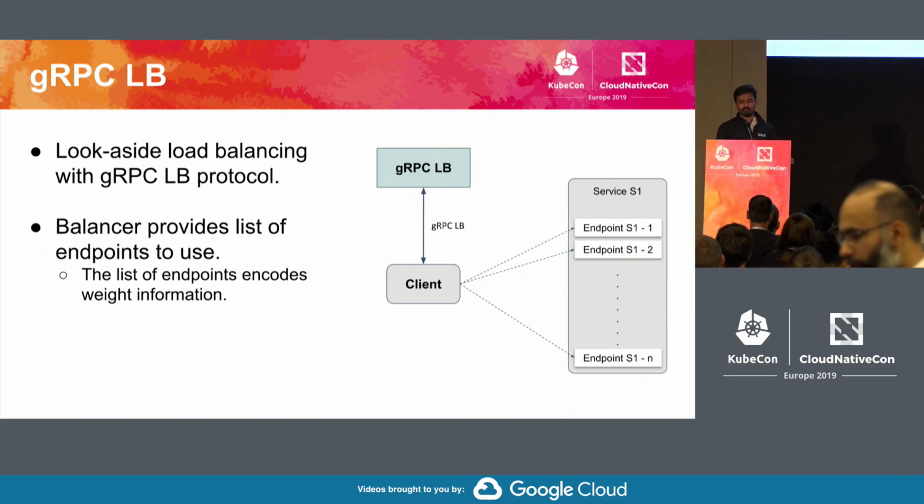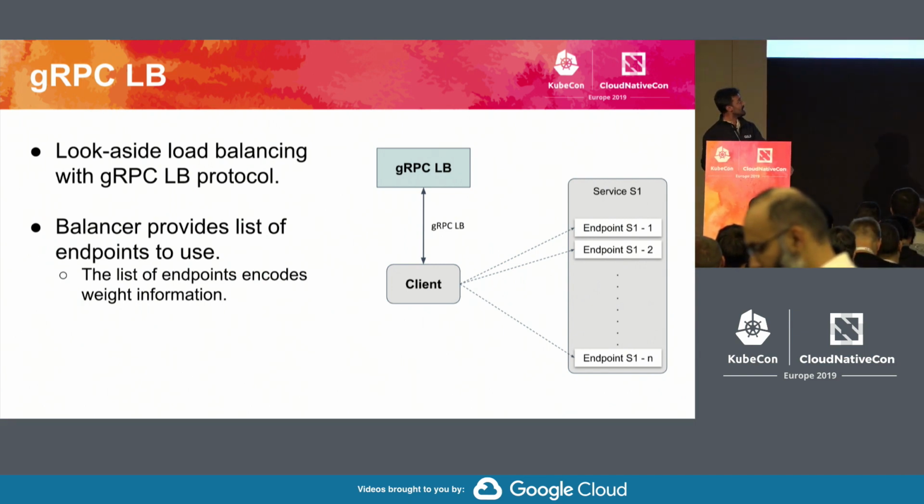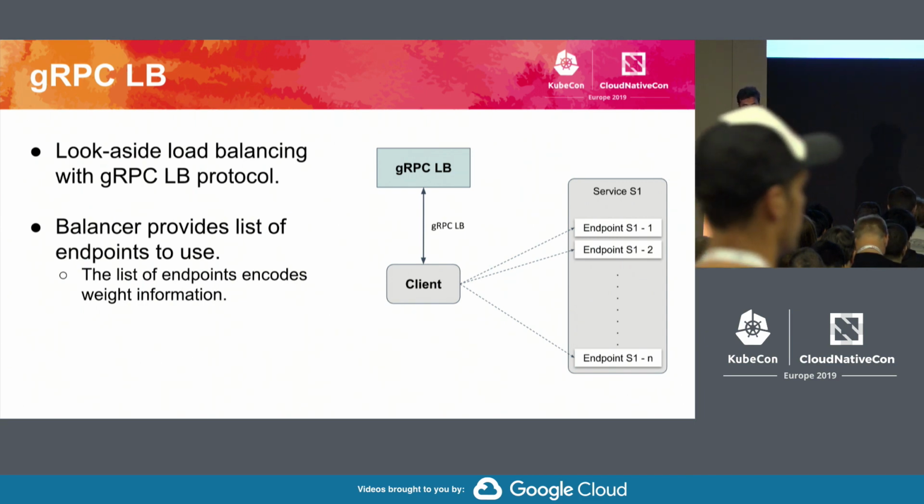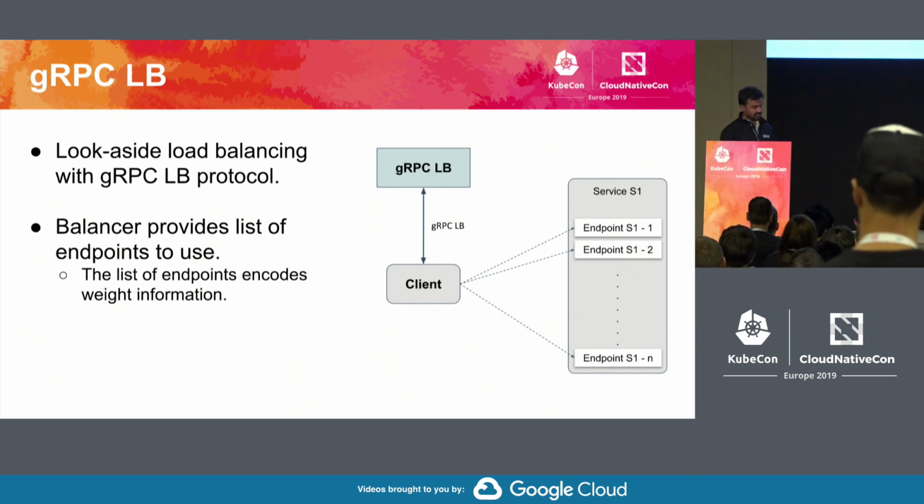Right now, the default for the client with gRPC LB is round robin, and the balancer essentially provides weighted endpoints to the clients in the form of repeated lists. And we'll look at a little bit more in terms of how those weighted endpoints impact the clients and why they are needed. So gRPC LB is the first example of your centralized load balancing.